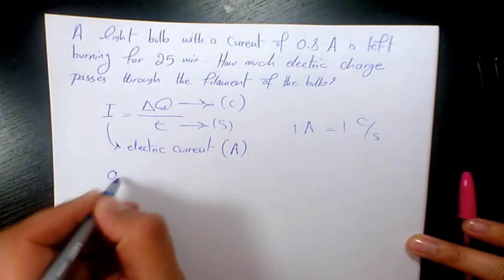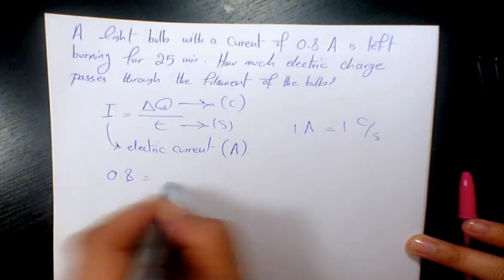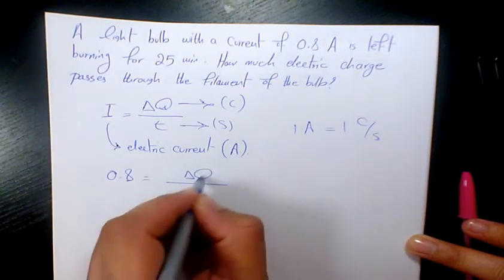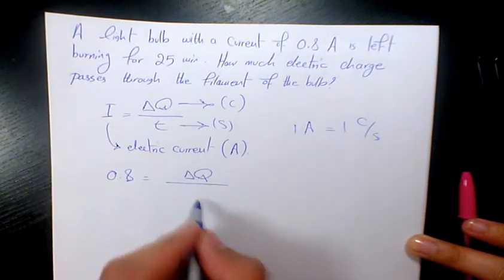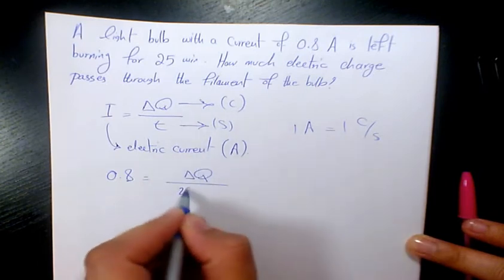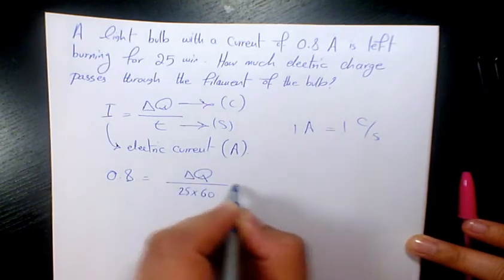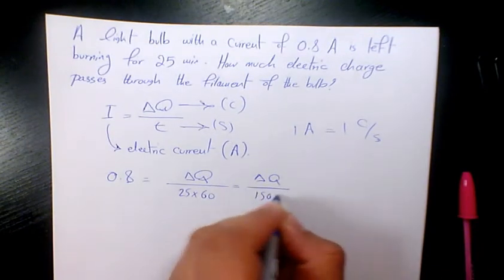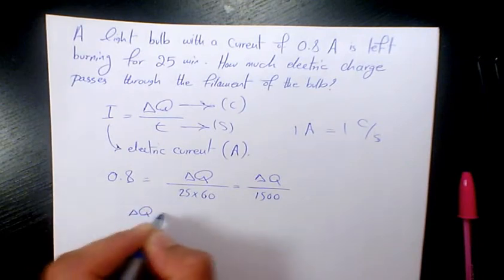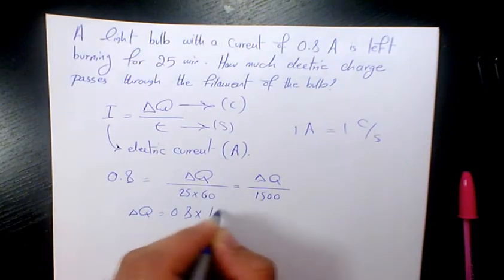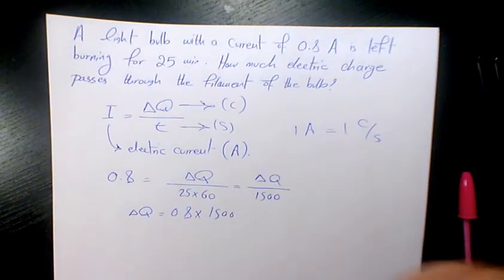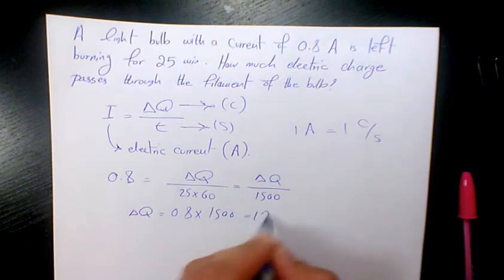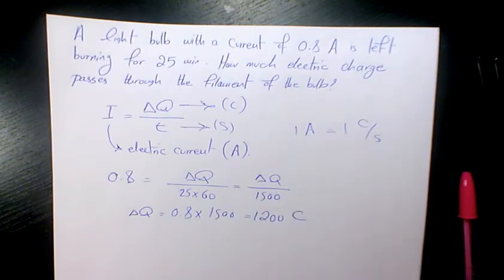So 0.8 is going to be the ampere. Delta Q we don't know. T we have as 25, but we need to convert it to seconds. So it's going to be delta Q divided by 25 times 60, that will be 1500. So delta Q is going to be 0.8 times 1500. That will be 1200 coulomb.